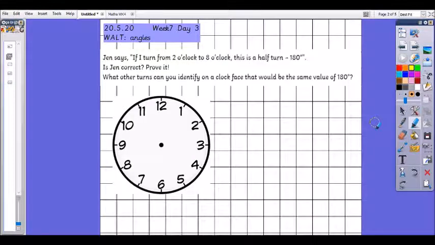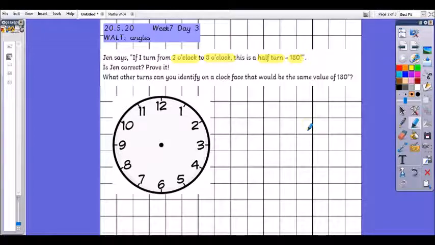The first question we're going to look at says, Jen says if I turn from 2 o'clock to 8 o'clock, this is a half turn, 180 degrees. So we're turning from 2 o'clock to 8 o'clock, and she says it will be a half turn or 180 degrees. Is Jen correct? Prove it. What other turns can you identify on a clock face that will be the same value as 180 degrees?